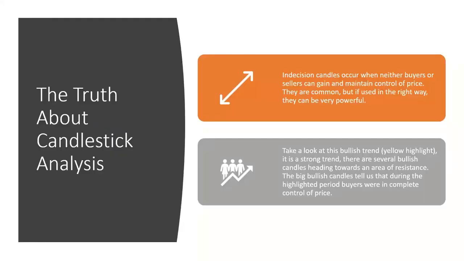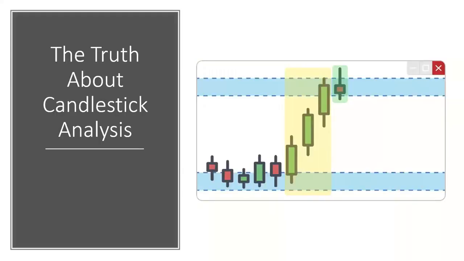Indecision candles occur when neither buyers nor sellers can gain and maintain control of the price. They are common, but if used in the right way, they can be very powerful. So in this case, which is just the opposite of what we were looking at, we have three green candles. Like I said, it could be five candles. It could be three greens, one red, one tiny red, one green. But we have a trend. We have price moving upward. And then we get an indecision candle. This happens all the time.